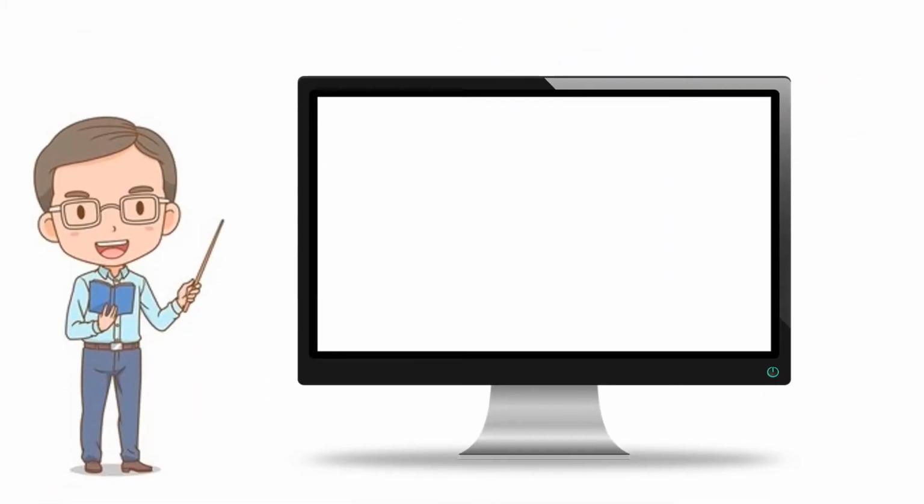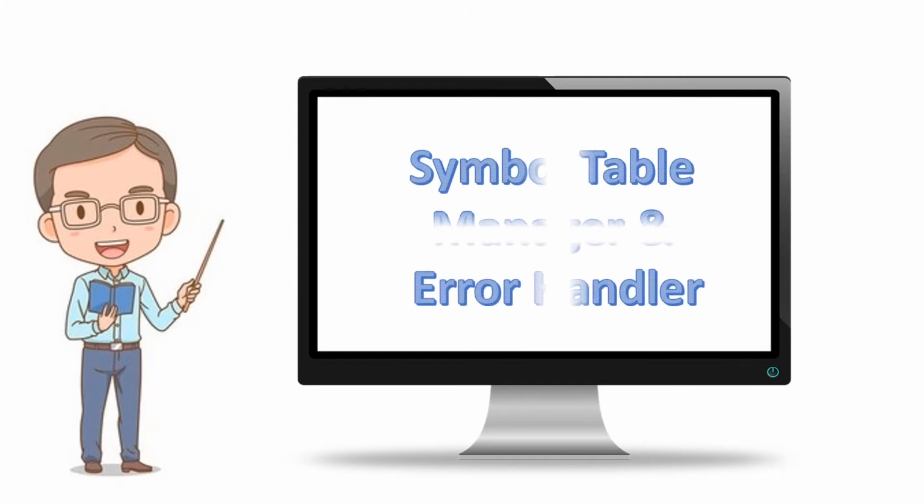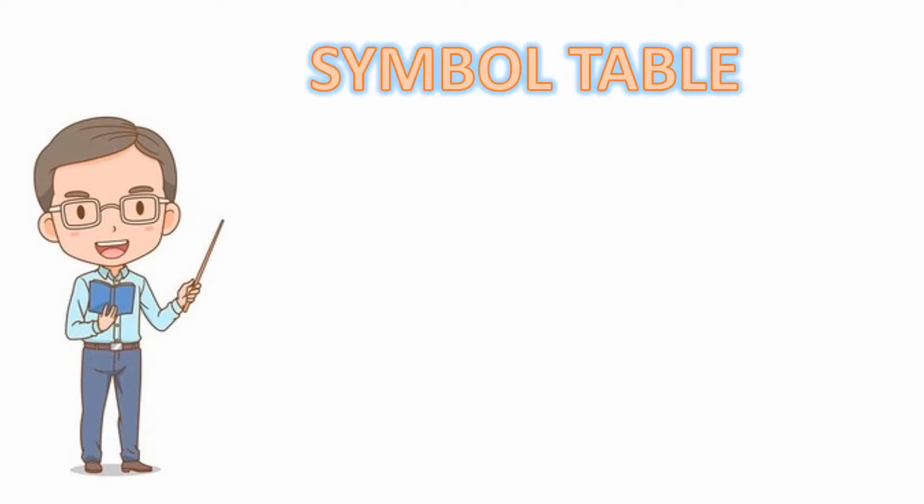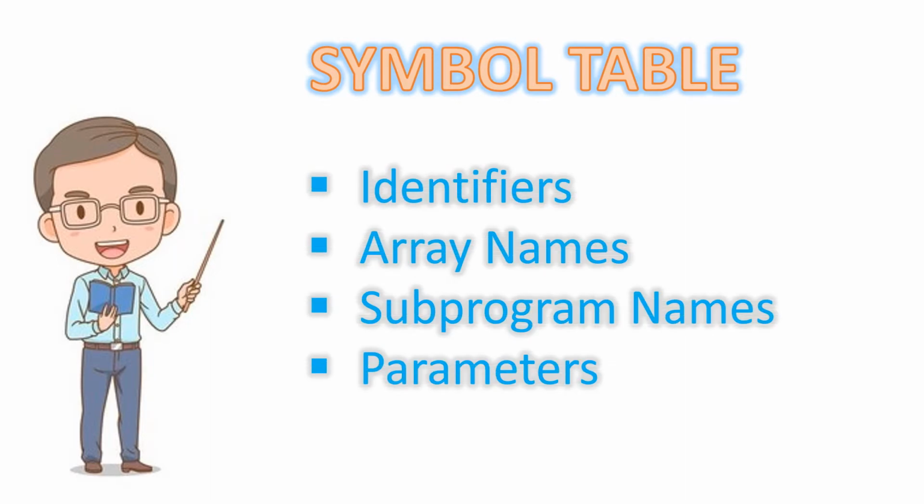Hello. Today, let's quickly go on with the topic of symbol table manager and error handler. Initially, let's discuss the symbol table. It is a data structure that contains information about identifiers, array names, subprogram names, parameters, etc.